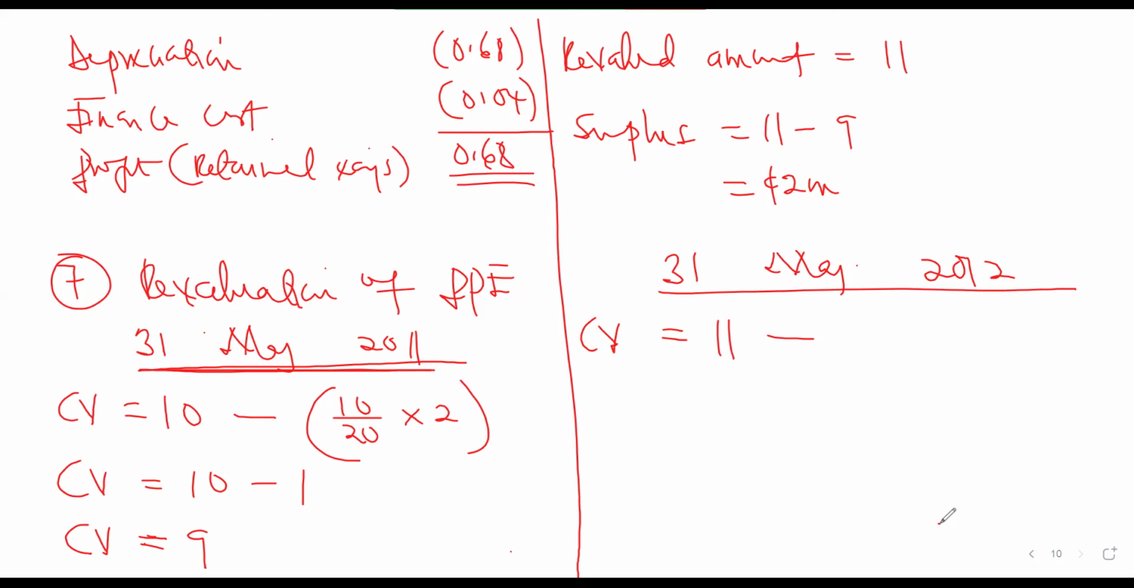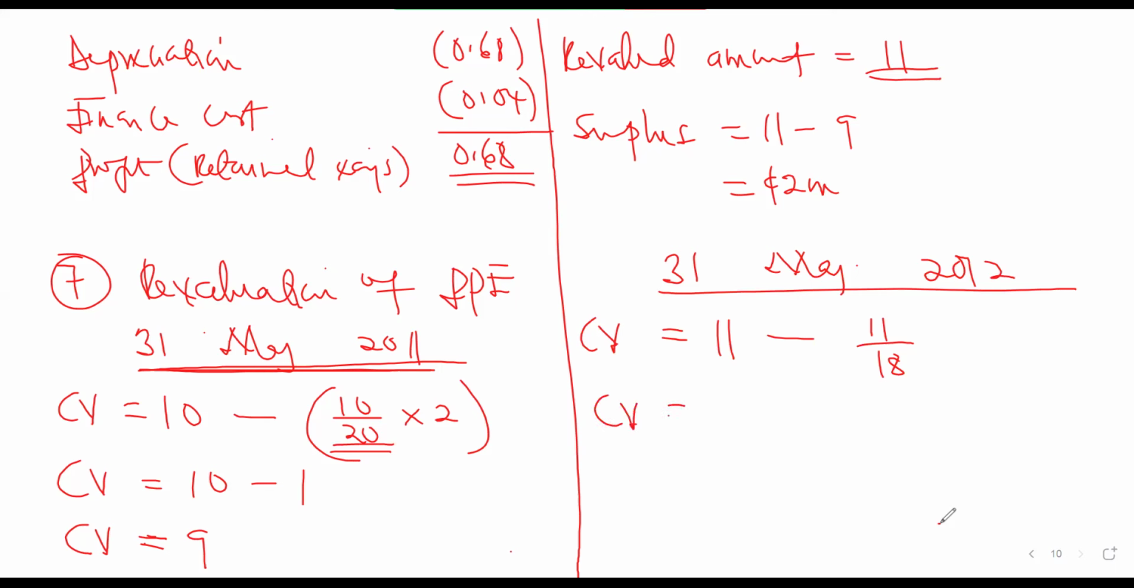It will be what? 0.61. How did we get a 0.61? 11 divided by 18 years. Okay. So the total useful life of the asset is 20 years. We have used 2 years already before we revalued. So the new revalued amount, which is 11 now, will be used for the remaining useful life, which is 18 years. So our depreciation will be 11 divided by the 18.